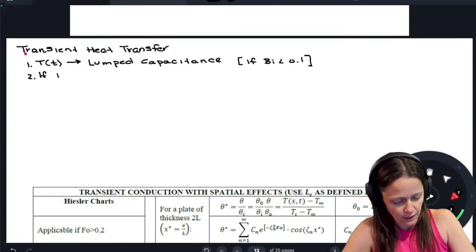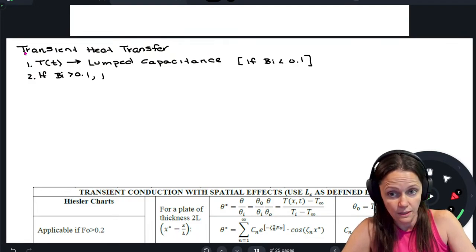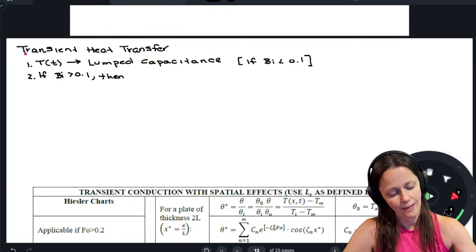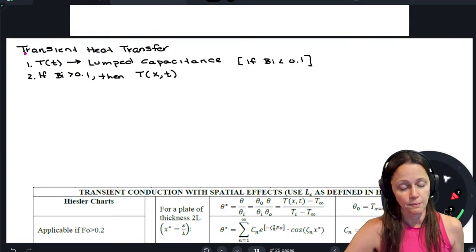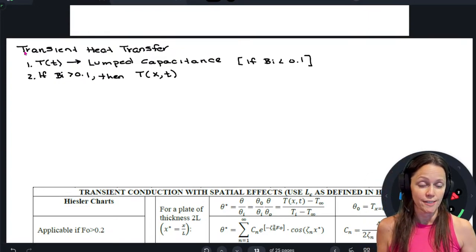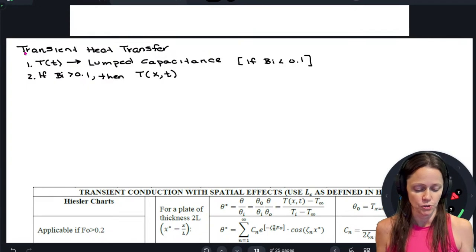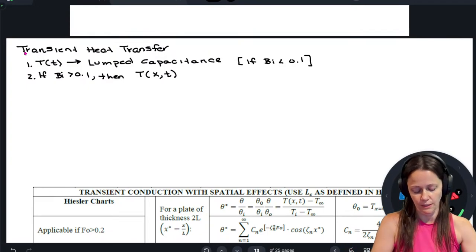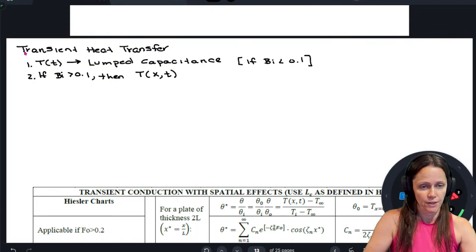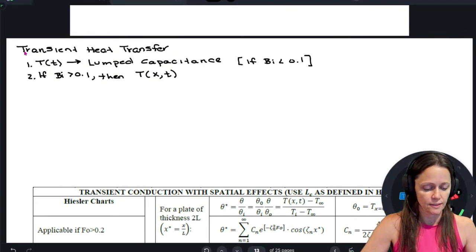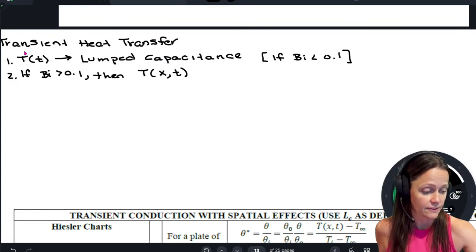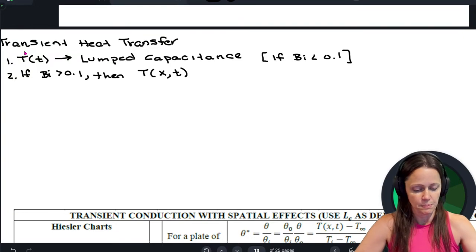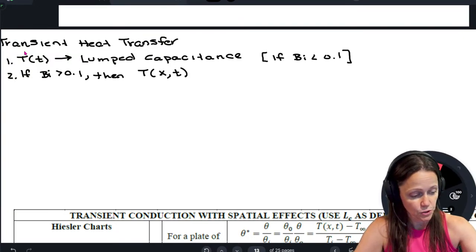So if our Biot number is greater than 0.1, then our temperature is a function of position and time. We're just going to work with Cartesian coordinates today, and tomorrow we'll talk about transient conduction with radial coordinates, or cylindrical coordinates rather. If you watch the video, the way that we derive these equations, if we have to take into consideration spatial effects, we apply our heat diffusion equation.